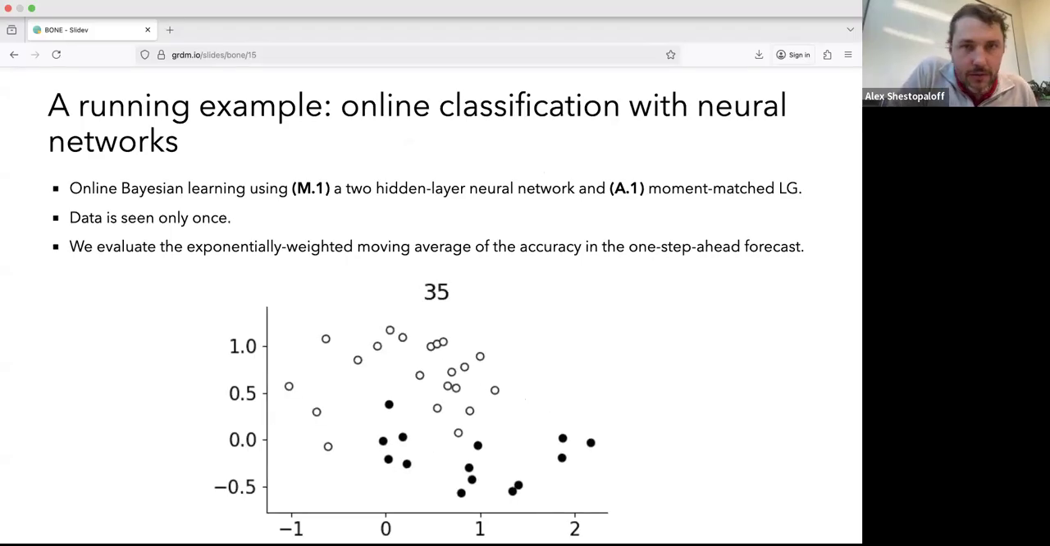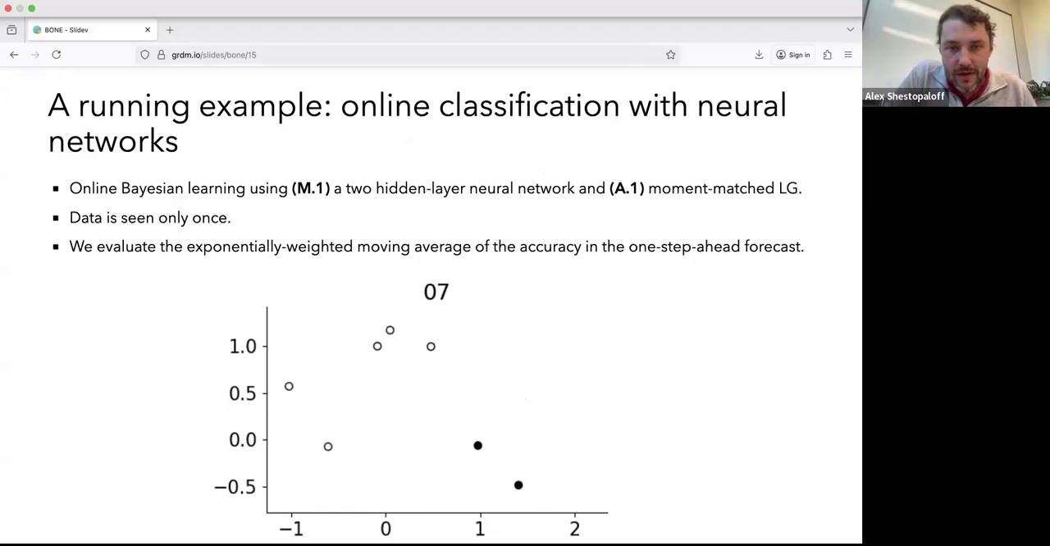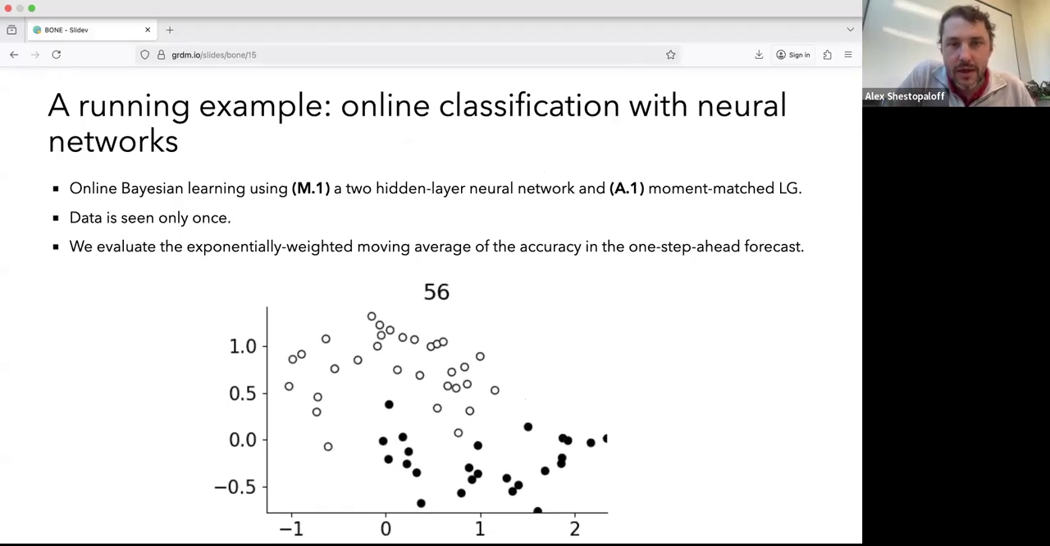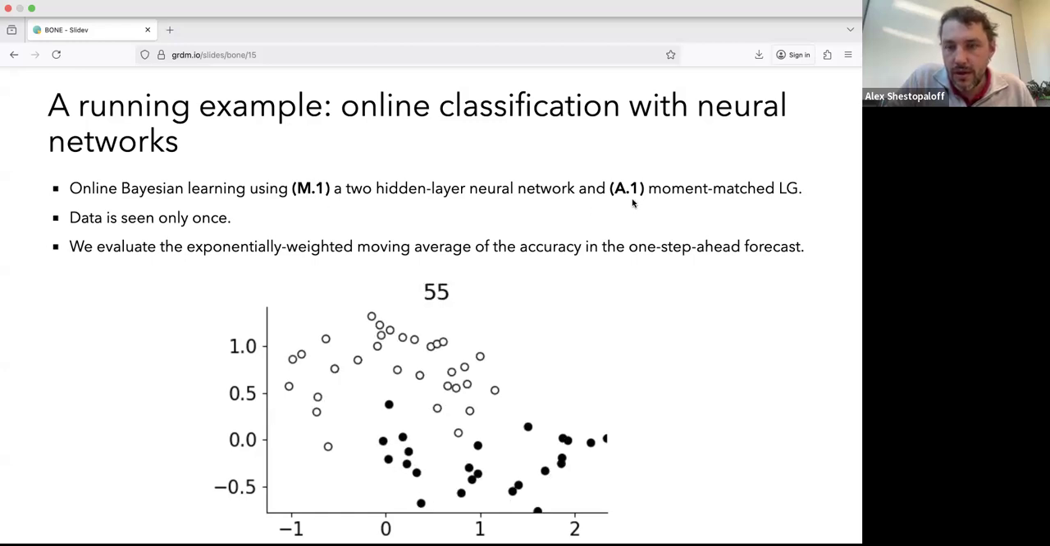So here's a nice example. This is online classification with neural networks. Again, credit to Gerardo for these nice animations. So here we're interested in doing online Bayesian learning. This is what we're doing: A1, M1, and we want to do this using a two hidden layer neural network. That's the choice of observation model, and we want the computation to be done using moment matched linear Gaussians, right? So what I described in the previous slide.